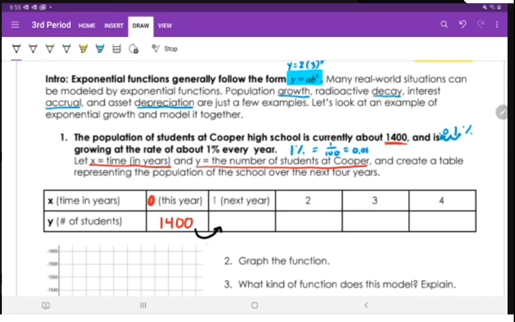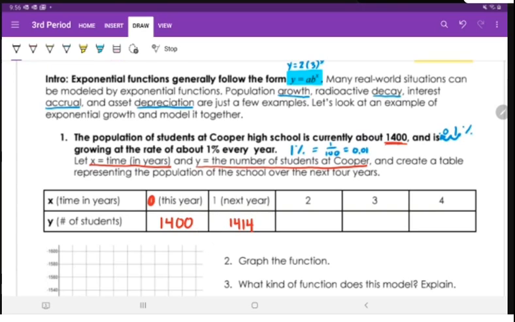So we need to add in 1%, or 0.01. So Rebecca nailed it. We want to multiply 1,400 times 0.01. And you can use your calculator for this. So if you punch that into your calculator, you get 14. But 14 isn't what goes into the next box. You don't go from 1,400 students to 14 students. 14 students is how many students we're adding for the next year. So we have to actually add the 14 plus the 1,400. So you get 1,414.